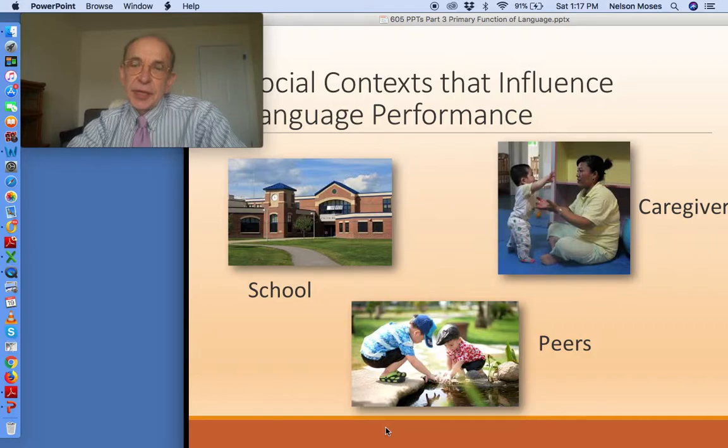Those are three distinct social contexts that influence language performance, and again, these are relationship-based contexts. That's my point, relationship-based contexts. And the projection of competence, the need for others to attend to one's intentionality, goals, ideation, consciousness, awareness, and affect are central.